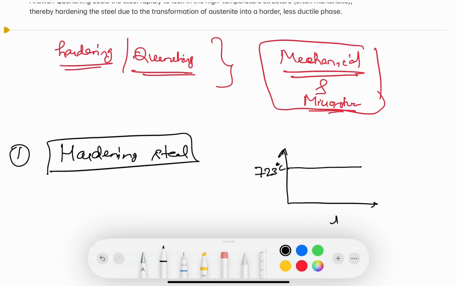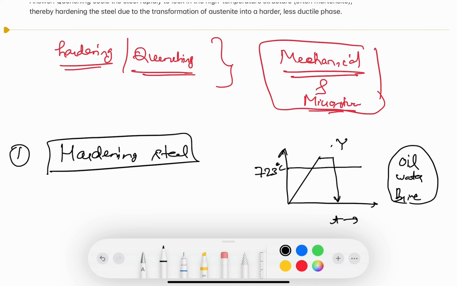On the x-axis you have time. So let's go above the eutectoid temperature and reach the austenite region. Here you have the austenite region, hold for some time there, and then rapidly quench. How can you rapidly quench? Either in oil, water, or brine; different liquids you can use. This austenite has an FCC structure, and when you quench rapidly, it converts into the BCT structure, that is body centered tetragonal, right?